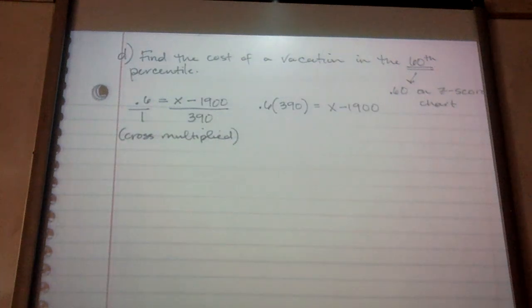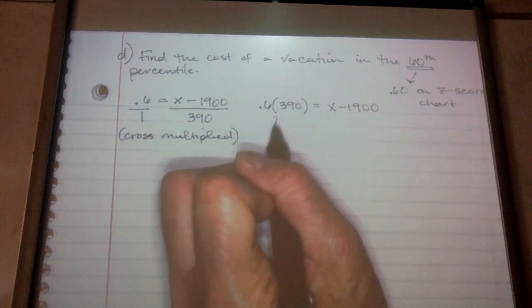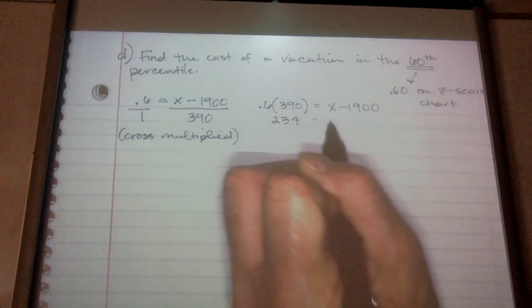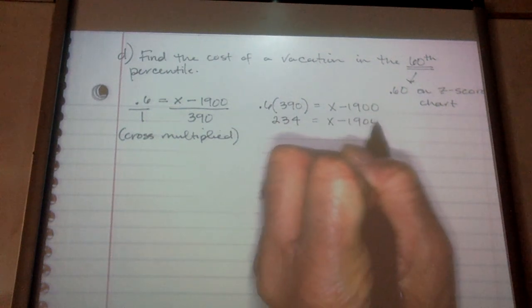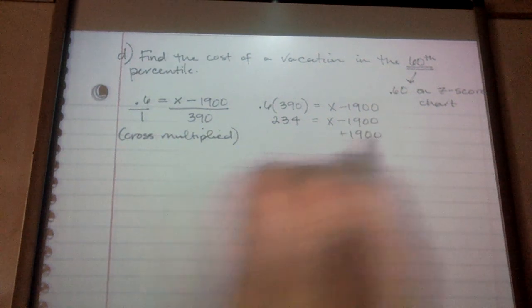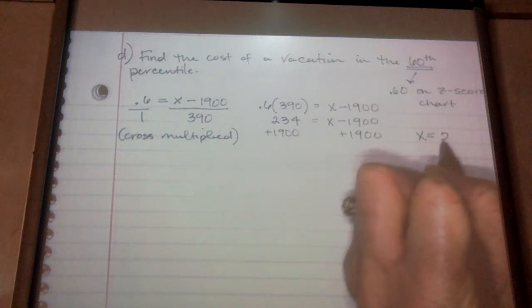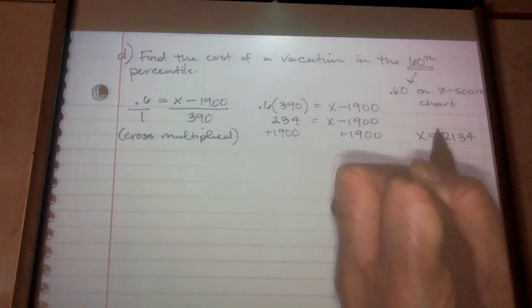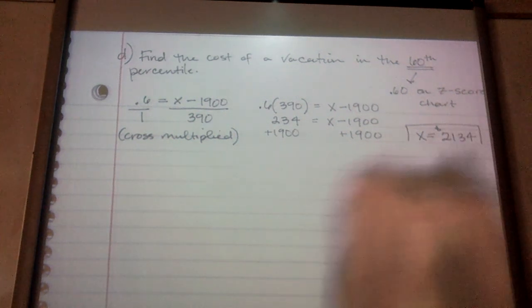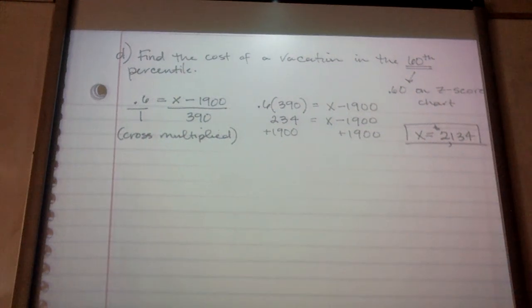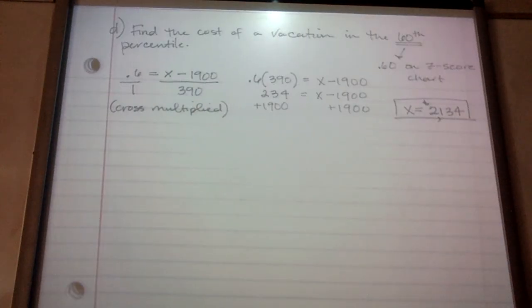So 0.6 times 390, I got 234 equals x minus 1900. So to solve, I would add 1900, and x equals $2,134. So a family who spent that on vacation would be in the 60th percentile.